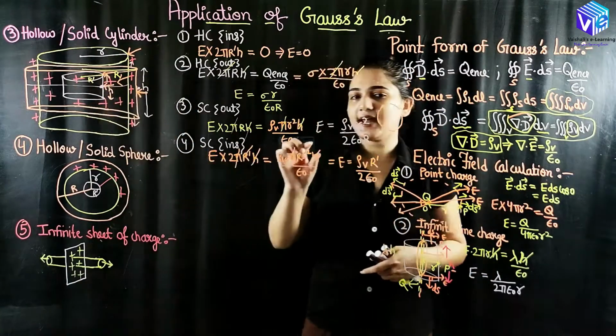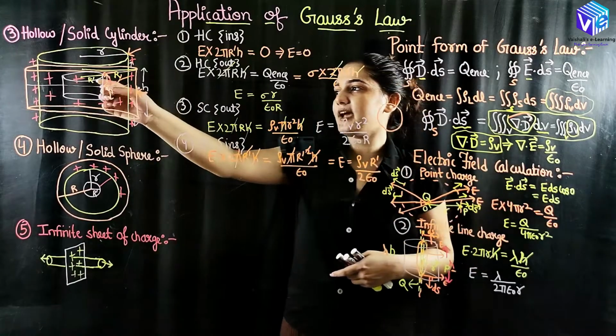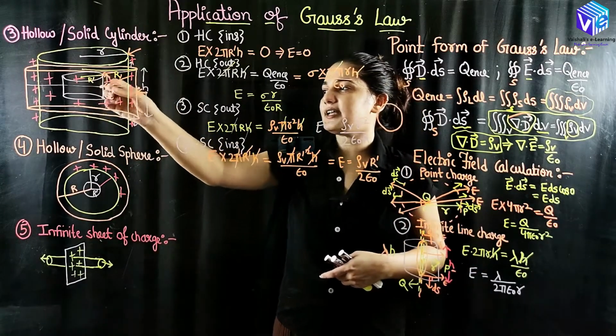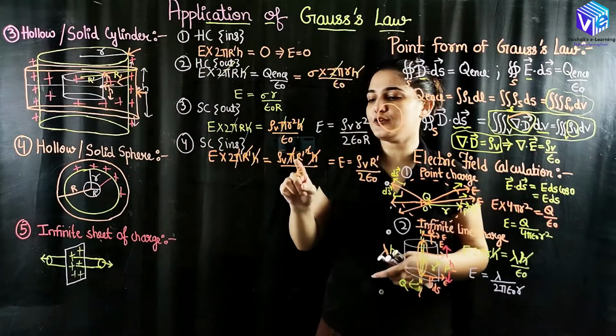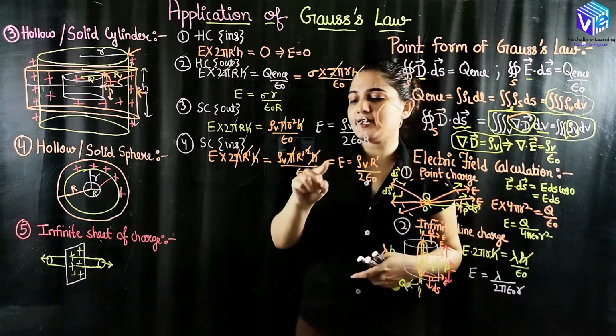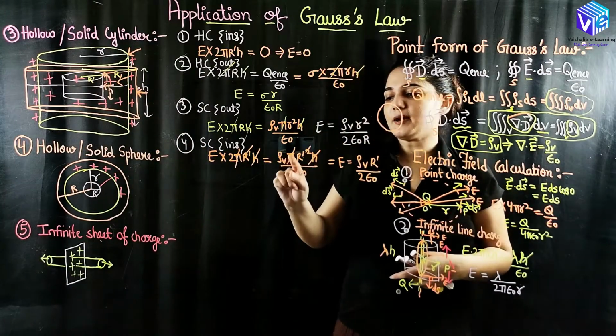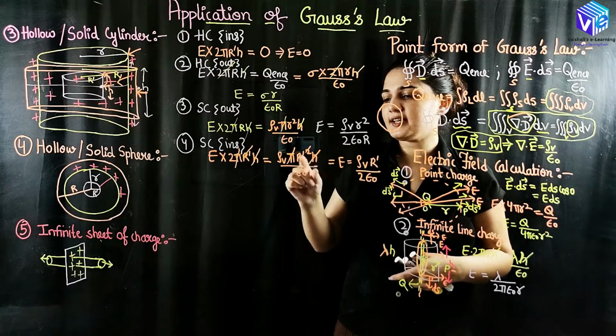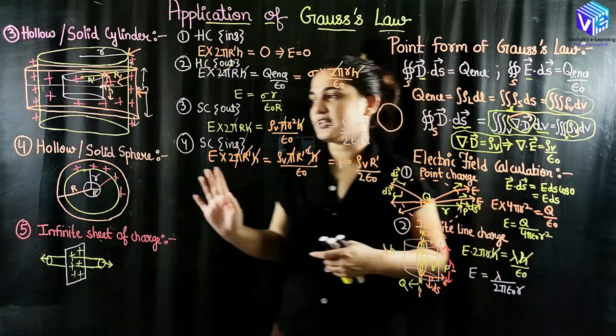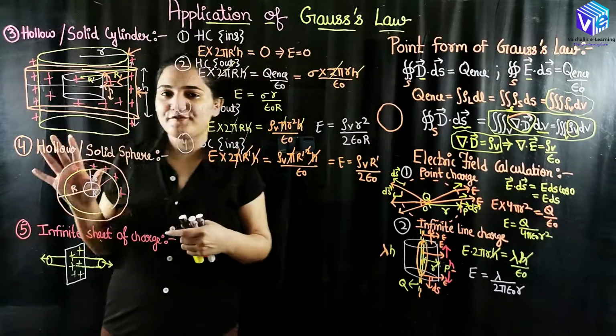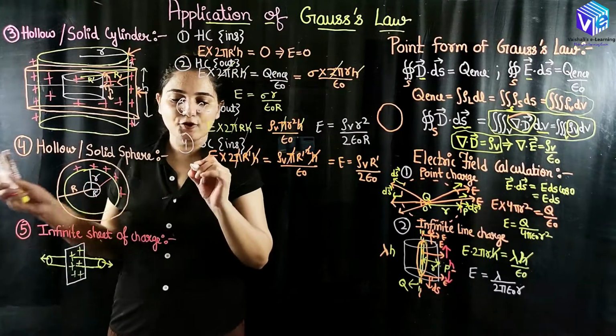This inside sphere, I will be knowing the volume with the help of r dash, the radius, and height h dash. So volume will be pi r dash square into h, and it is multiplied with the volume charge density, and this is how I can find out the charge enclosed. Now coming to the sphere, again I will be having the 4 cases.